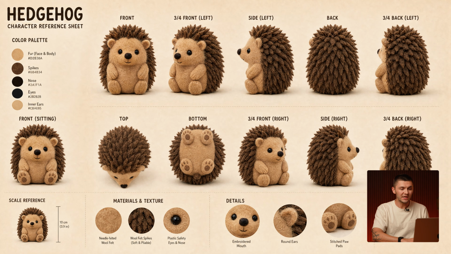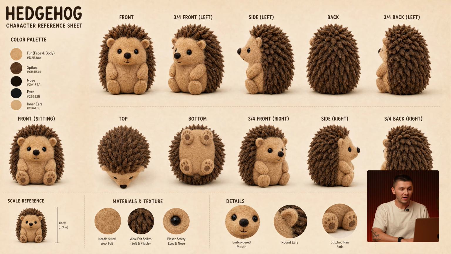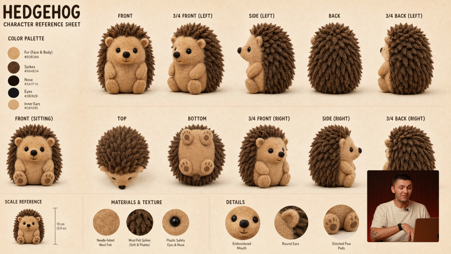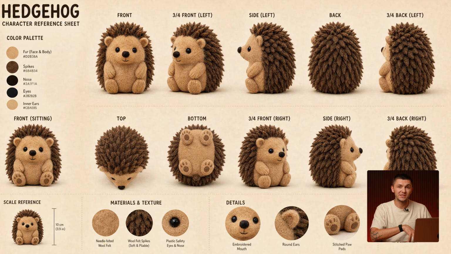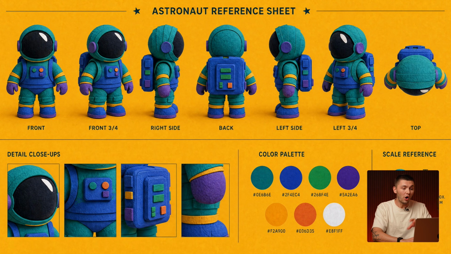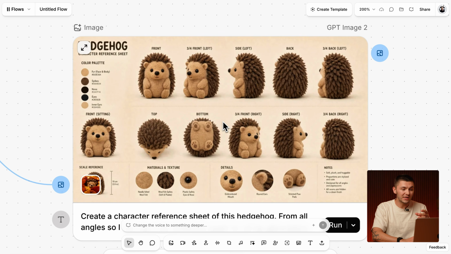And now, as you can see, I've got a character reference sheet of our hedgehog from all angles, meaning that I know what my character is going to look like from every single angle in all of the future scenes that we generate. This means that I'll have character consistency throughout my entire short film. So it's very important that I'm super happy with what my character looks like on the character reference sheet. And we can go customize everything here.